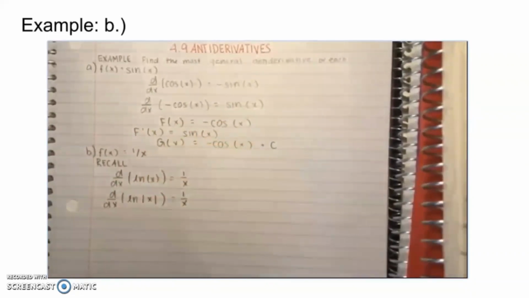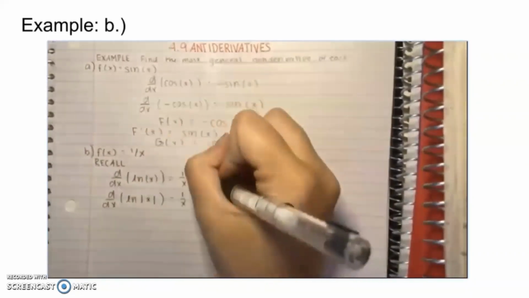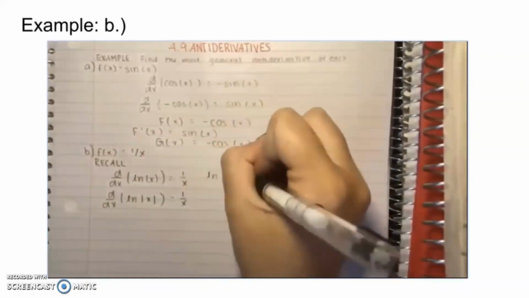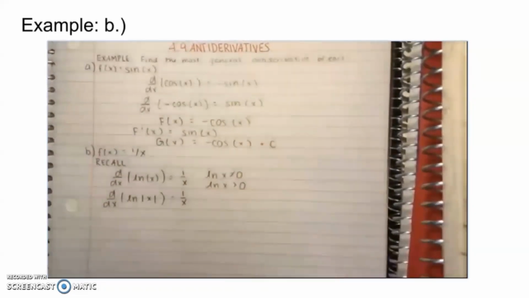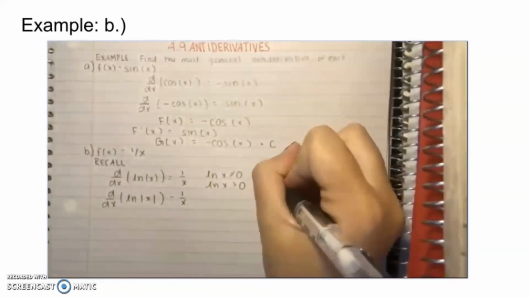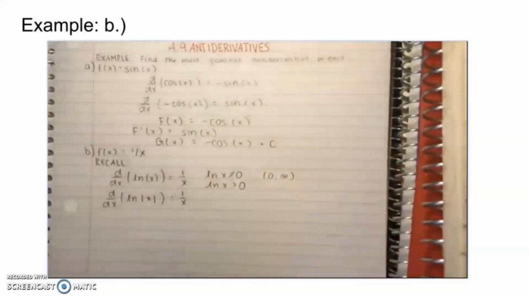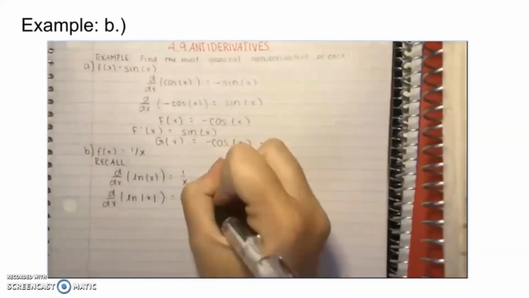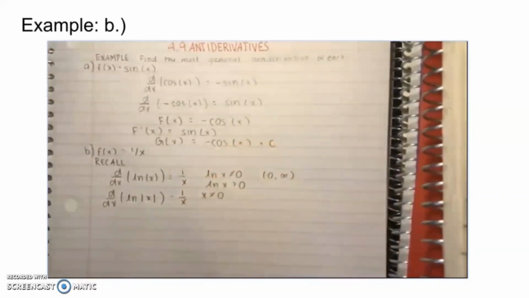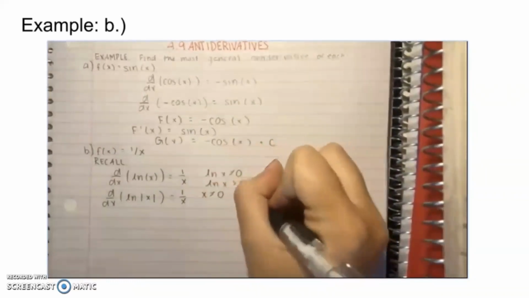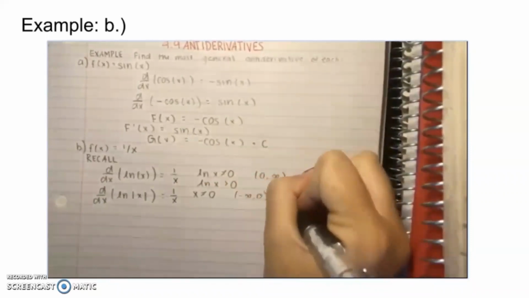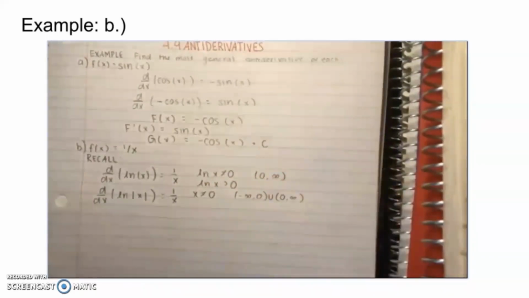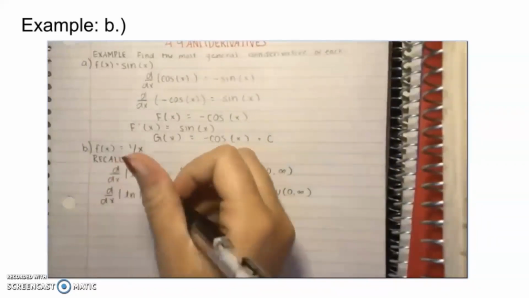Now we need to find the intervals on which these functions apply. For ln of x, we know that ln of 0 does not exist, and it cannot be negative. So we get the interval of 0 to infinity, not including 0. For ln absolute value of x, since the absolute value is there, we are allowed to use a negative, but 0 still does not exist. So for ln absolute value of x, the absolute value is there to allow the negative, and everything except 0, which gives us the interval negative infinity to 0, union 0 to infinity.